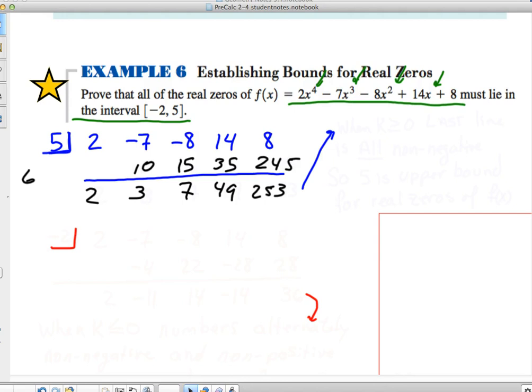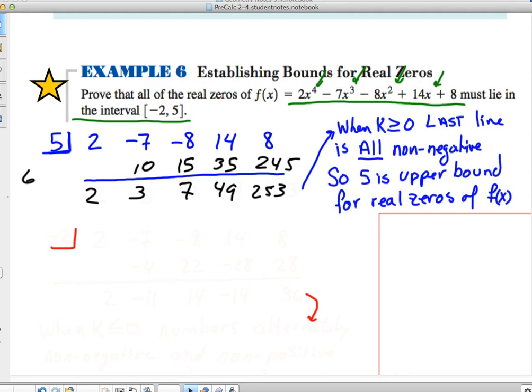Okay, and some people are like, all right, we're happy. Now, are they all non-negatives? Okay, this is a test for us to see if it's all non-negatives. If they are, when k is greater than 0, when we're talking about the upper bound, the last line is all non-negatives, so 5 is an upper bound for real zeros of f of x. It's the upper bound. And really what it's saying is I have an extreme side on upper and lower bound. My real zeros should be between them, okay? As I do the check.